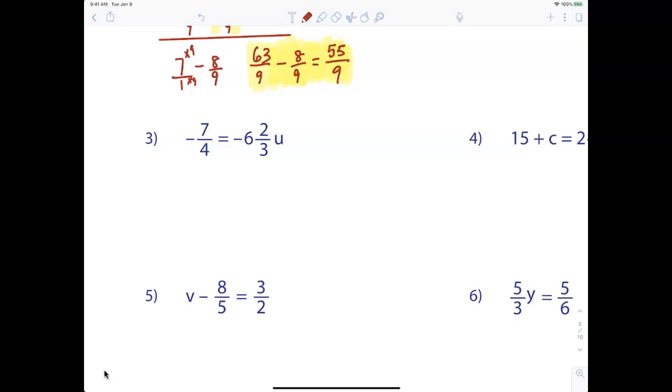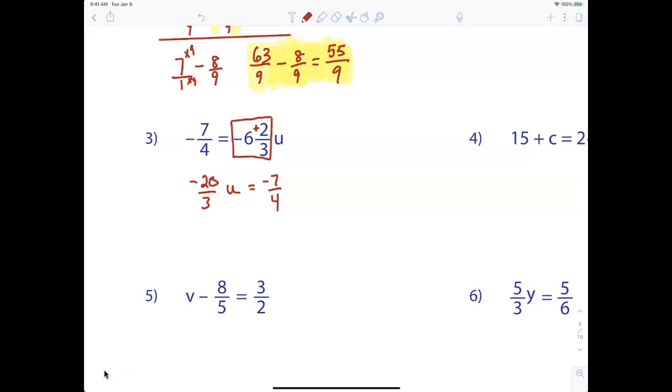Now, number 3 is interesting. It's a multiplication. So how do I undo multiplication? We do division. But the first thing is, we're in algebra. We don't really deal with mixed fractions, so we're going to make that an improper. So remember, 6 times 3 is 18. 18 plus 2 is 20. So this is negative 20 thirds u is equal to negative 7 over 4.